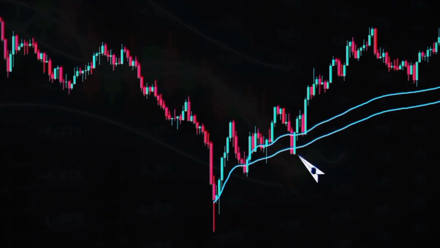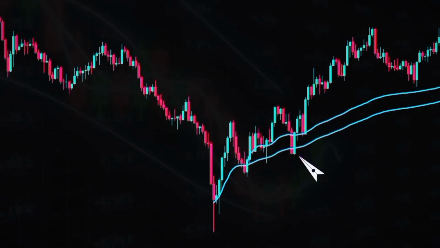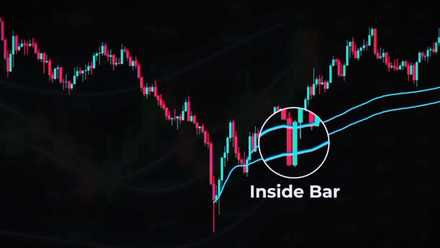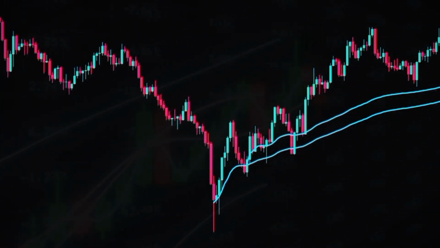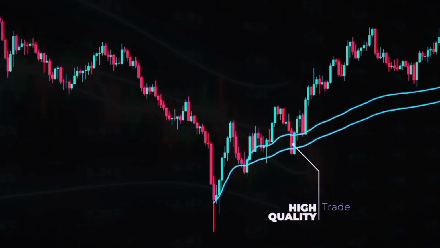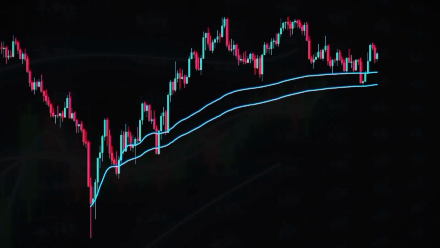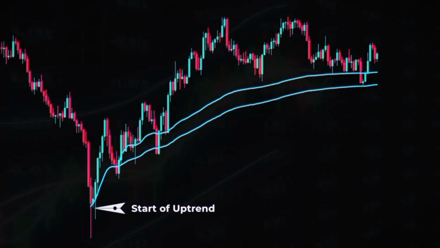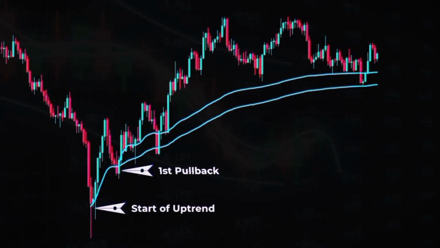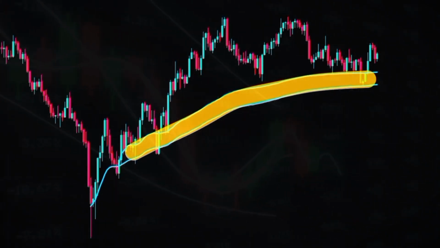On this pullback, the price comes near the VWAP bands. We expect the price to find support and move upwards. We also spot an inside bar which adds to the confluence. This now becomes a high-quality trade setup, and as you can see, the price shot up and moved upwards. The rules are pretty simple. Identify the starting point of a trend and the first pullback of that trend. Plot an anchored VWAP on each of those levels and you end up with these bands that can be held for months, if not years.